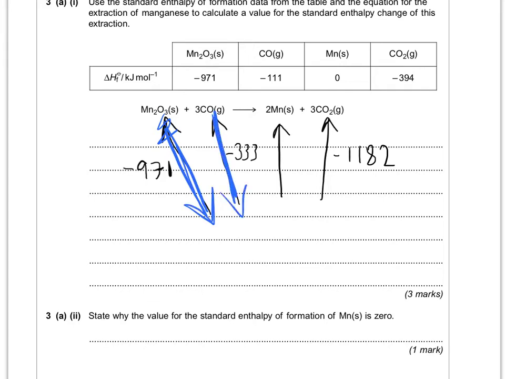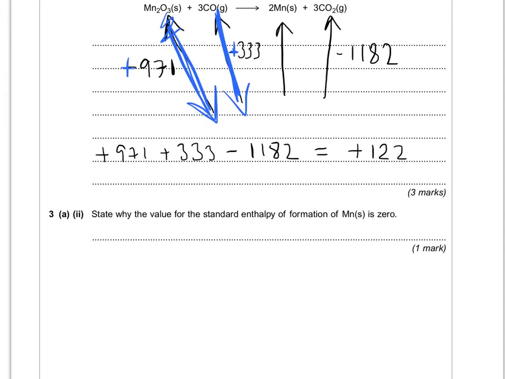We are then swapping over the first 2 arrows so that we go down first and then back up again. These 2 become positives, and then we add them all together. So we've got plus 971, plus 333, minus 1182, and that gives us an answer of plus 122 kilojoules per mole, but you never need to put those units in to get the marks. Then it says state why the value of the standard enthalpy of formation of manganese is 0, and that is by definition.